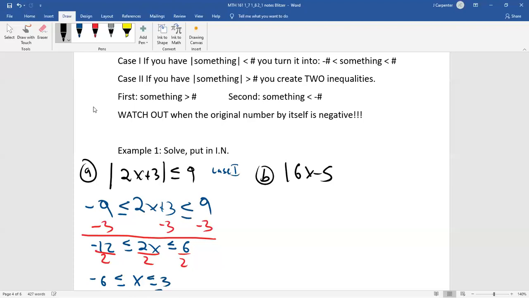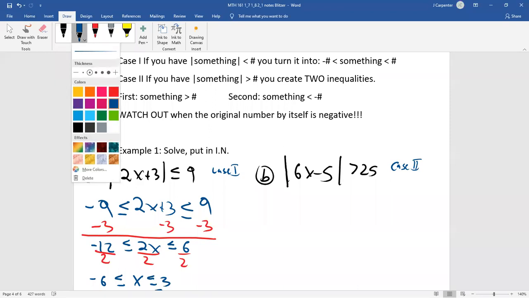The absolute value of 6x minus 5 is bigger than 25. So this is clearly case 2, because we have the absolute value of something bigger than a number. And these absolute values don't already have to be isolated; you might have to do that. Again, I'm just getting down to brass tacks.